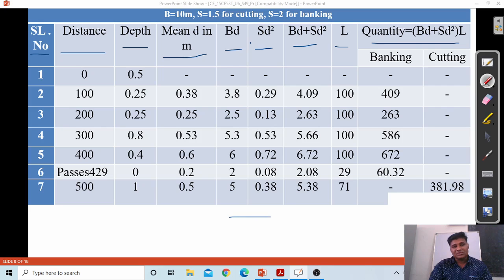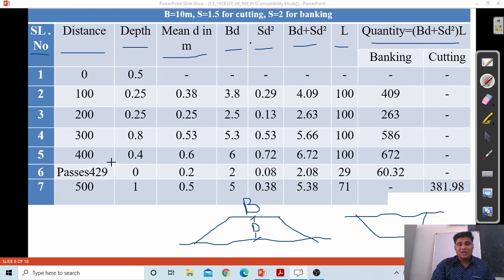As I told you, in embankment or filling, this is the section, and for cutting, this is the section. So this is B and this is D. I have to find out the length. So I am going to divide this into one rectangle and two triangles.